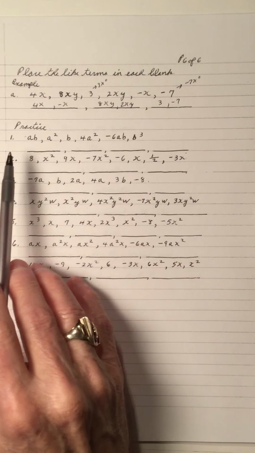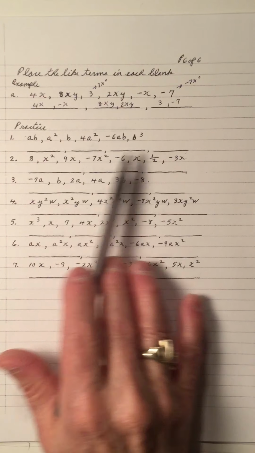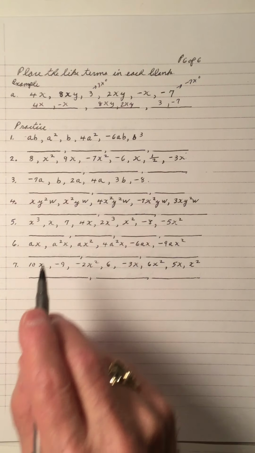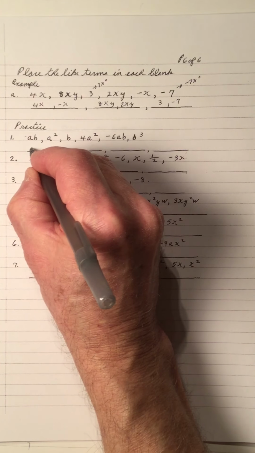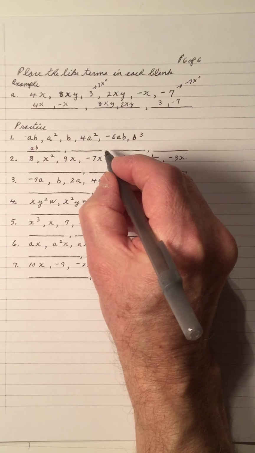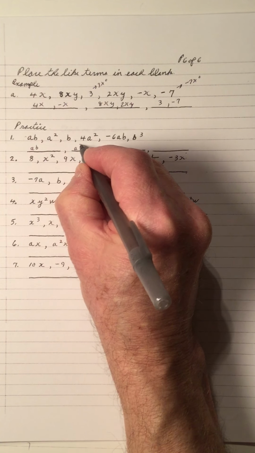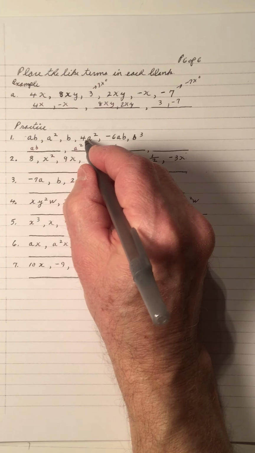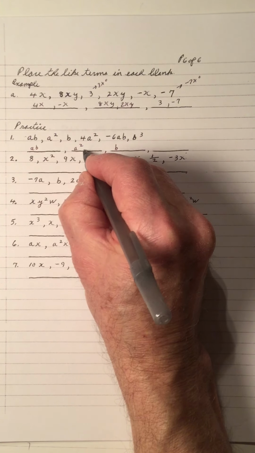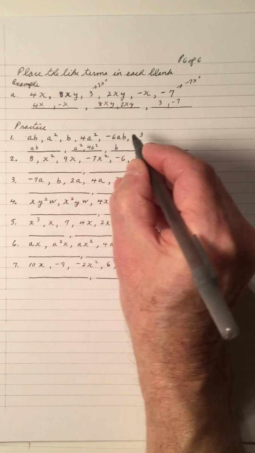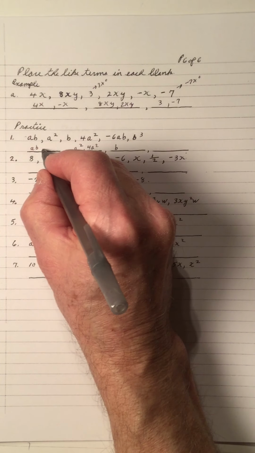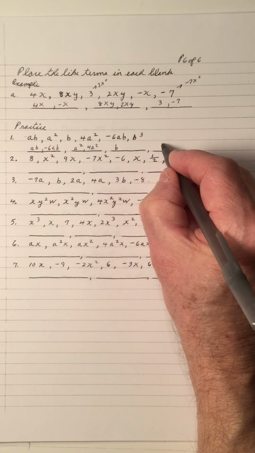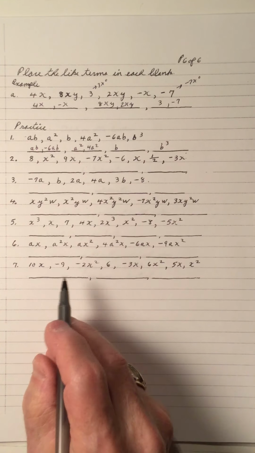Okay, pause your video and see if you can fill in all these blanks with the correct answers. Do them all and then play it back to see if you're right. Here we go. I'm going to put AB here, and I'm going to put A squared there. And a B is different, it goes there. And 4A squared, that's right there. And negative 6AB goes there. And B cubed is there.